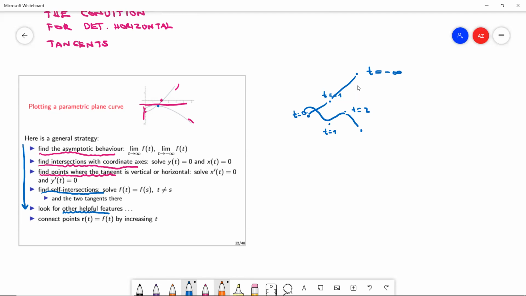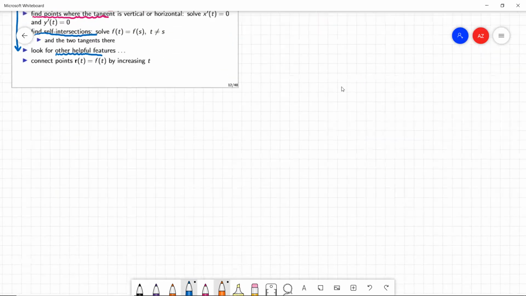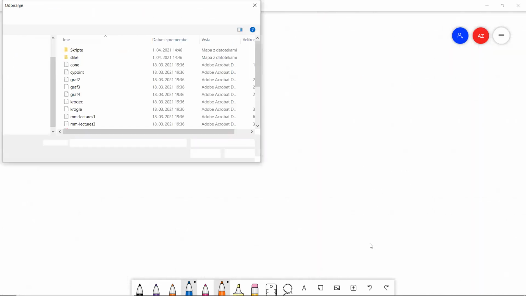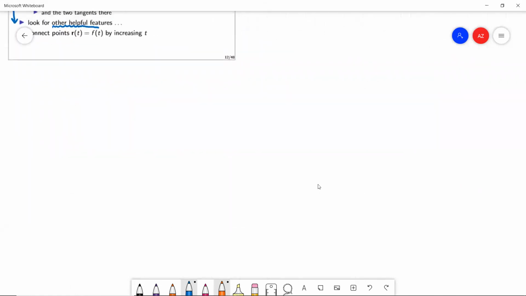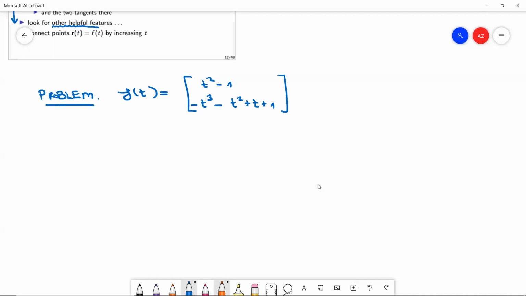We'll look at this on one example. Okay, I will write the example, because if I just use the slide, then the picture is already done. So let's write it before without the slide. So f of t is equal to t squared minus 1. This is the first coordinate, and then the second is minus t cubed minus t squared plus t plus 1. And we would like to plot the curve.